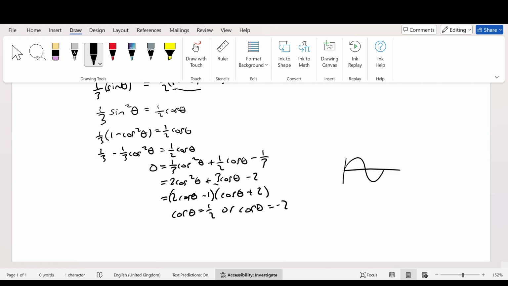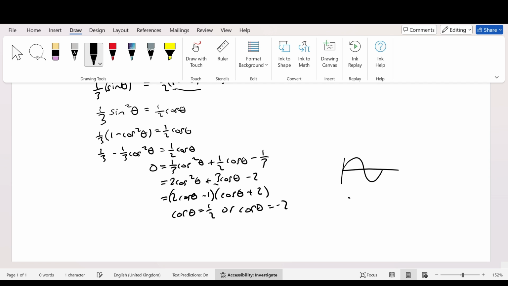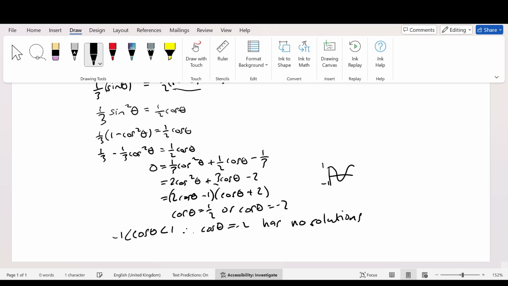Now, using the graph of cos theta, sorry, that's the graph of sine theta. Let me just delete all of this. So from the graph of cos theta, we know that it's between 1 and negative 1, therefore cos theta equals minus 2 has no solutions. So we know that cos theta equals a half is the correct answer and that theta is equal to pi over 3.